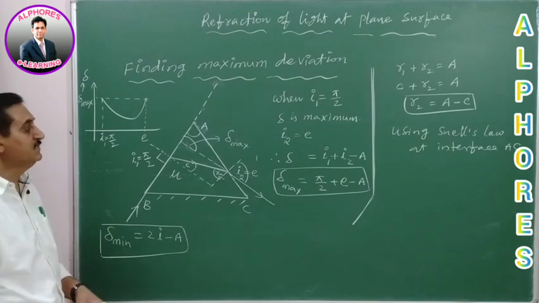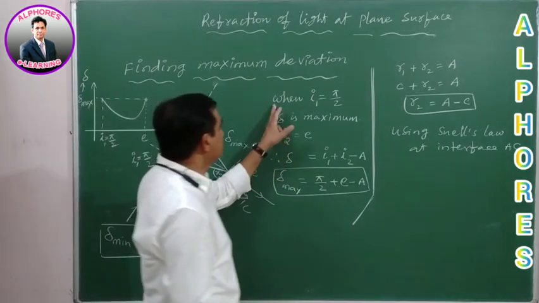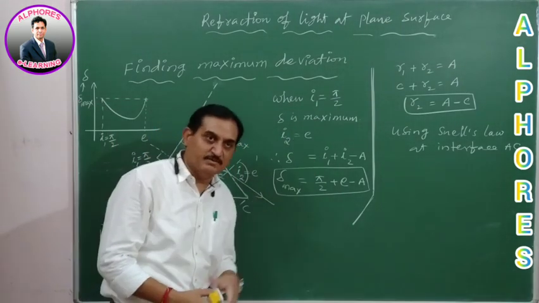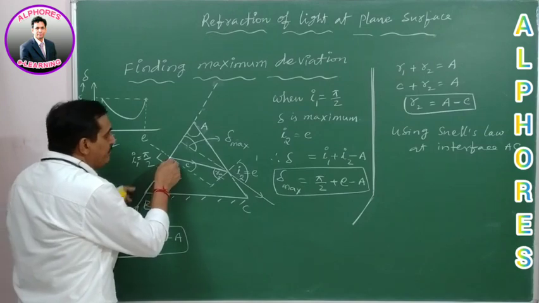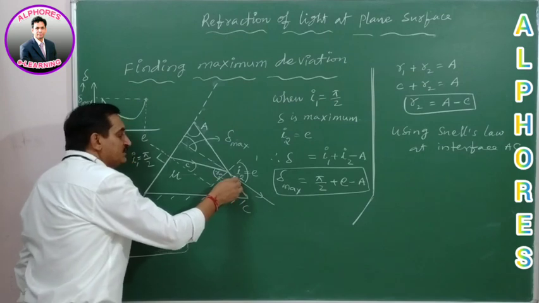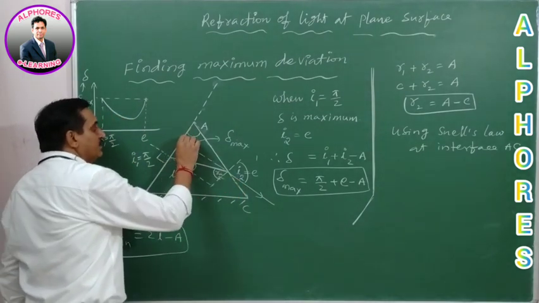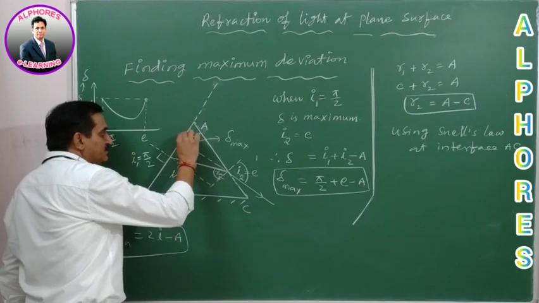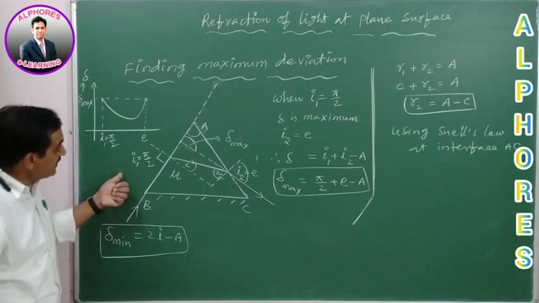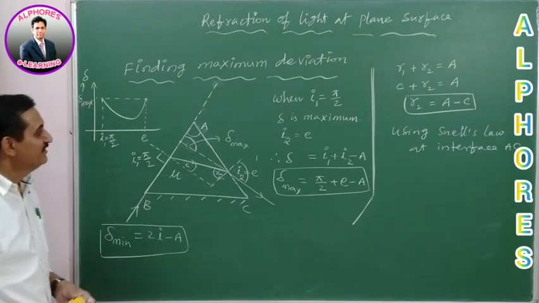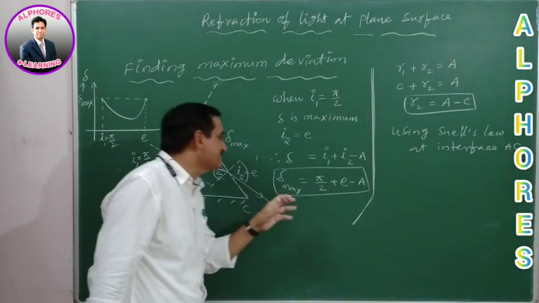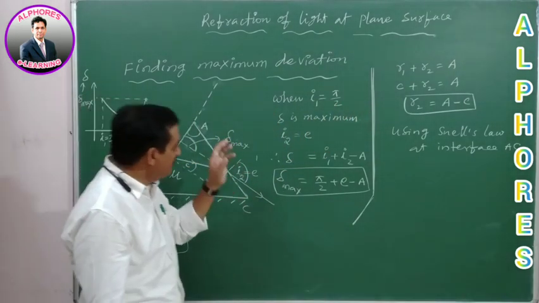That maximum deviation is calculated using the condition, when I1 is equal to pi by 2, delta will be the maximum. Here, this is the incident ray. After refraction, this is the emergent ray. This is extended back, and these two intersect each other at this point. This is the deviation suffered by the light, which is the maximum amount when the angle of incidence is pi by 2. Therefore, when I1 is equal to pi by 2, the corresponding deviation suffered is the maximum.